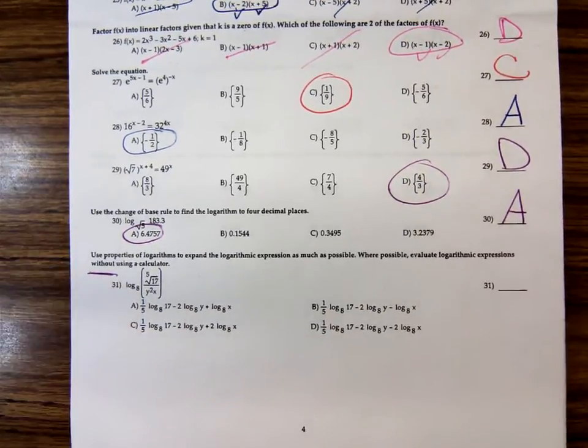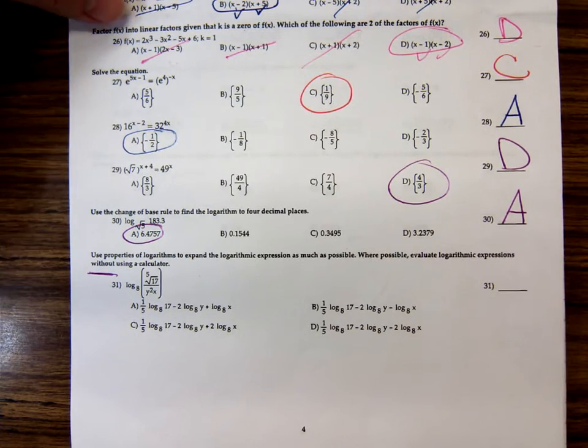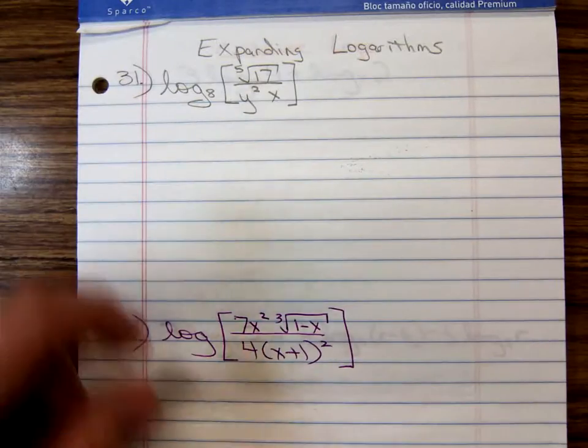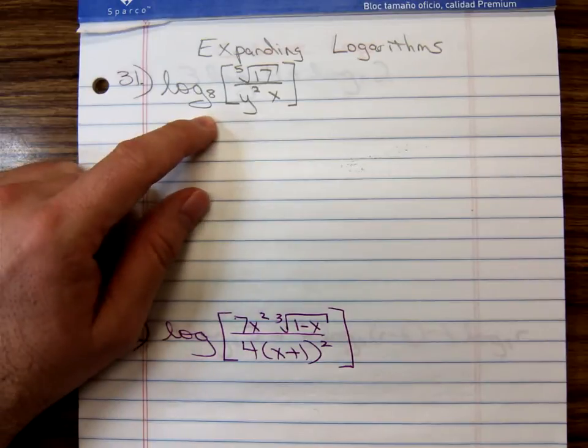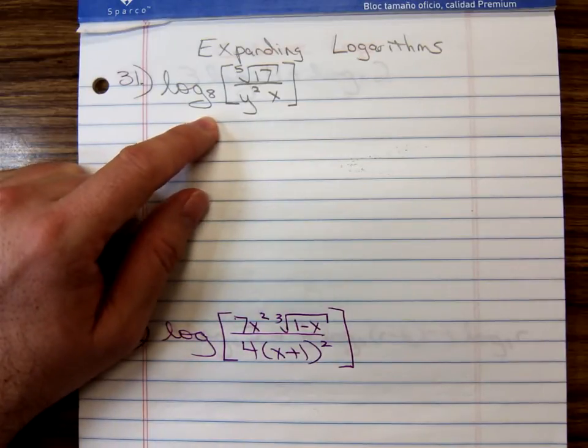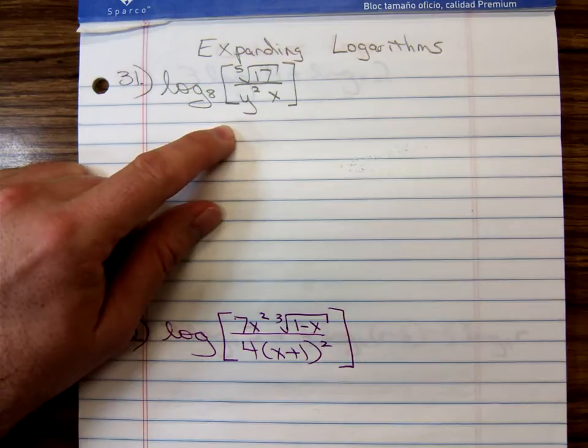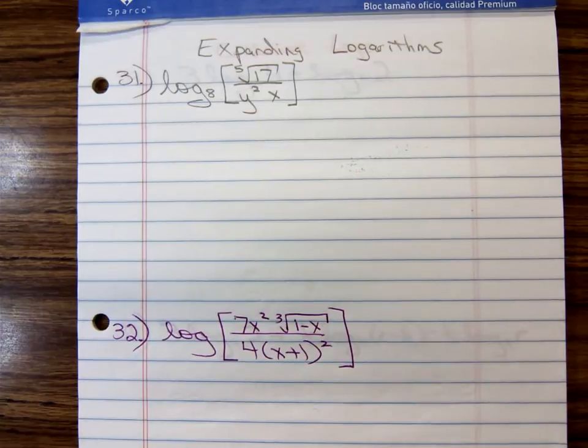Let's see, it says use properties of logarithms to expand the logarithmic expression as much as possible. Where possible, evaluate logarithmic expressions without using a calculator. And you know I'm a big writer, so I've already rewritten the problem over here. Let me make sure that's what the problem actually says. Log base 8 of the 5th root of 17 divided by y squared x. Yes, that's what the problem says.